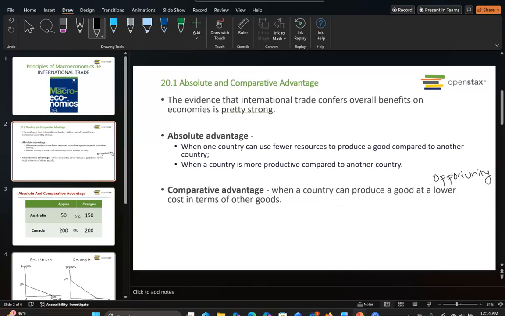Now we have the concept of comparative advantage. This one says a country can produce at least one good at a lower opportunity cost compared to another nation.